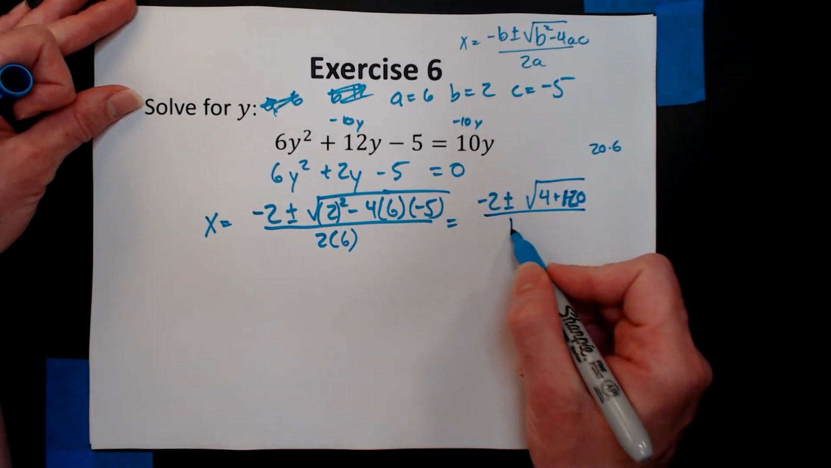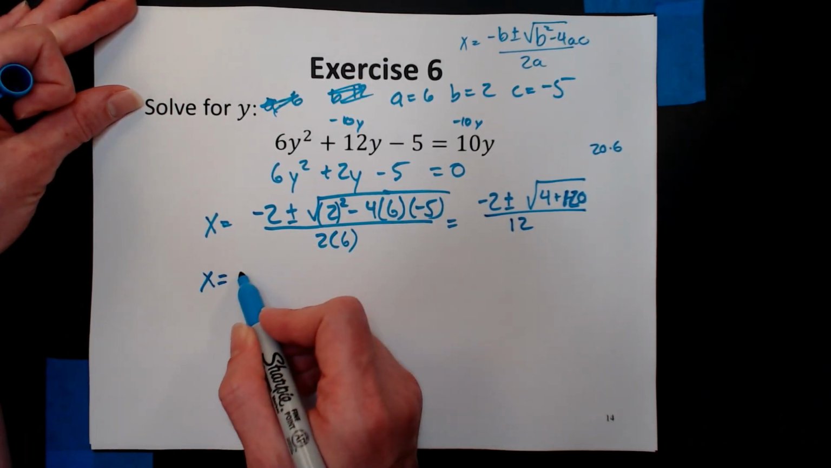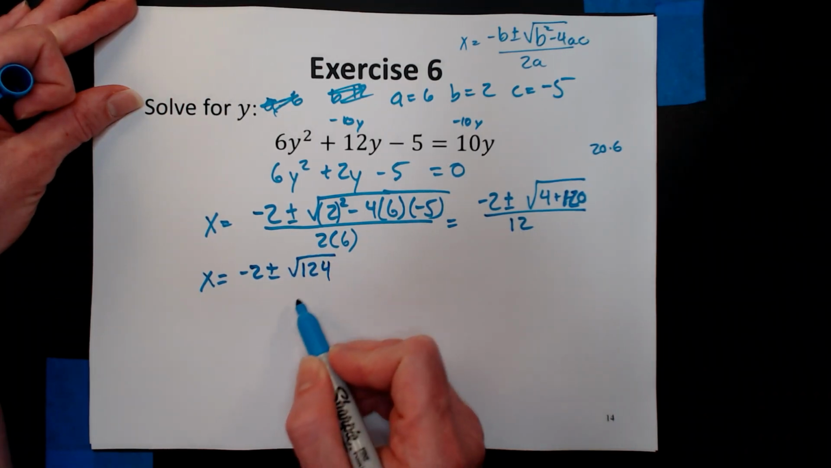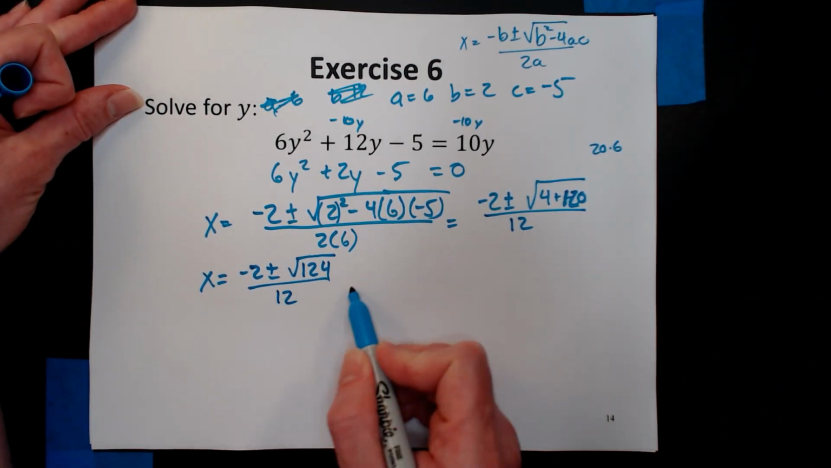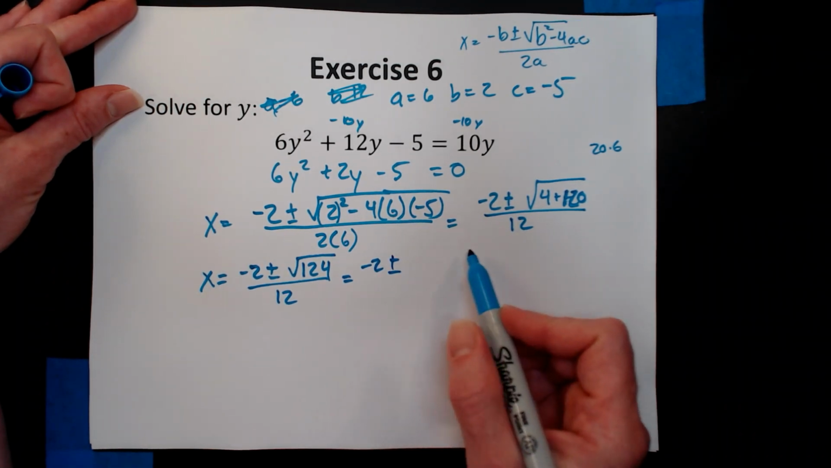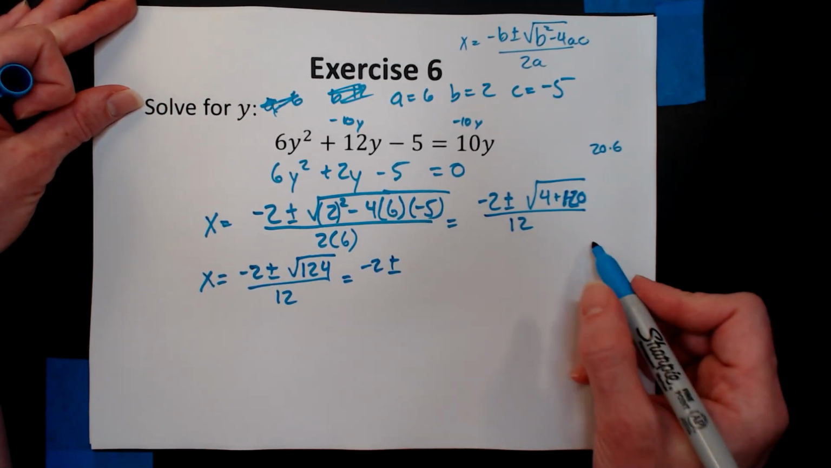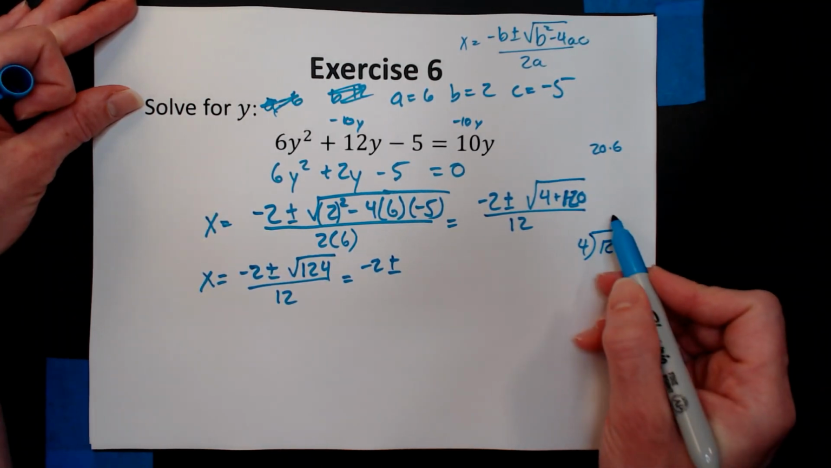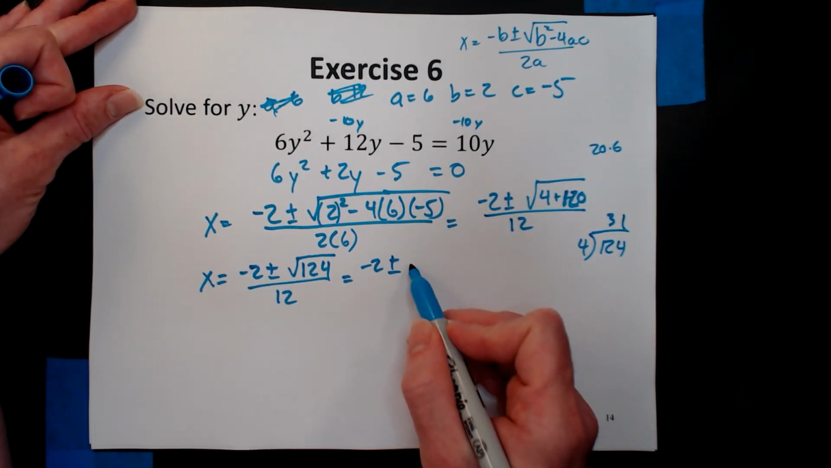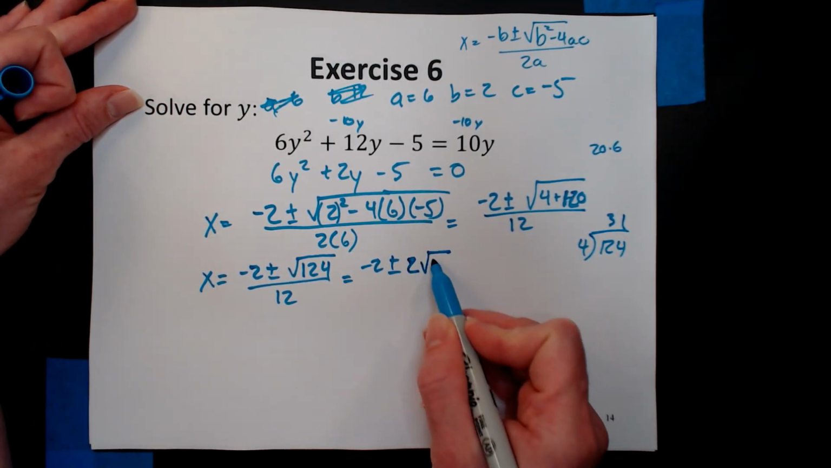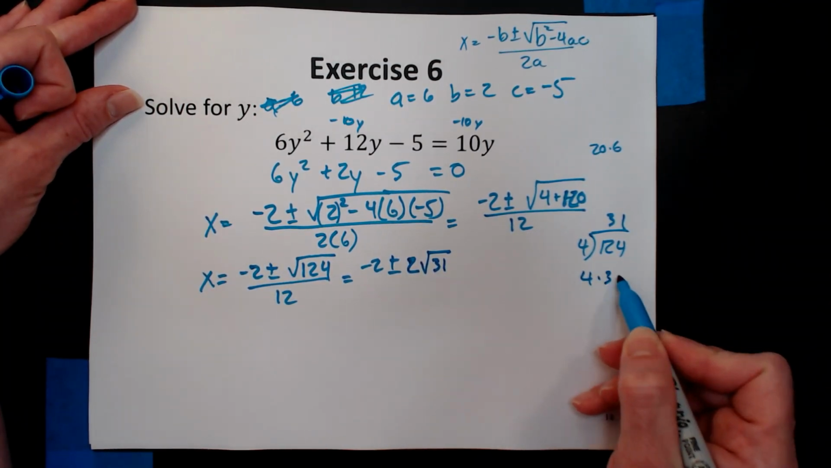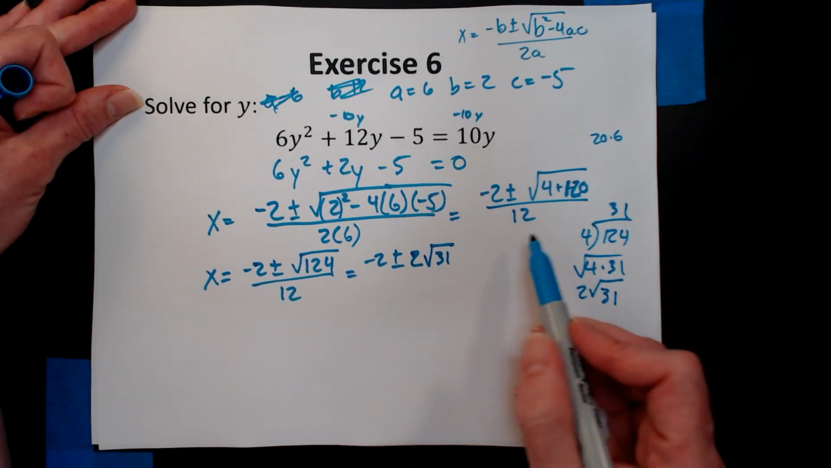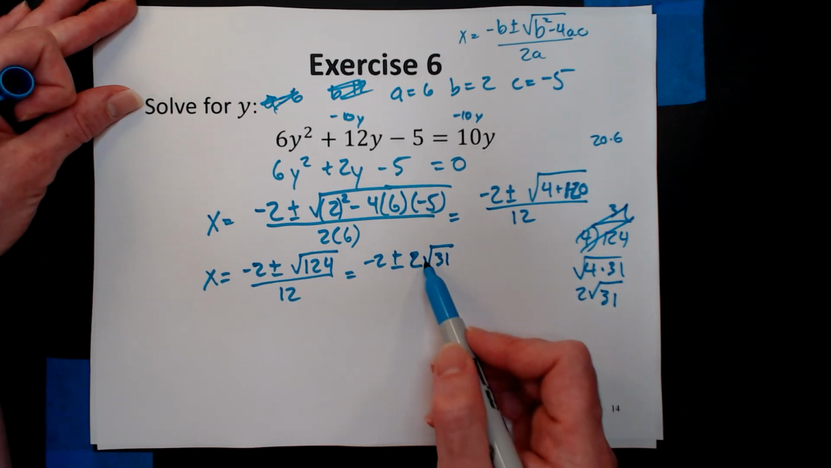All over 12. So you're going to get x equals negative 2 plus or minus the square root of 124, all over 12. That simplifies. We can factor out a 4 from that, so that's going to be 4 times 31. Take the square root of that, and that's going to be 2 square root of 31. This is me doing division right here. This is me factoring out and simplifying right here.